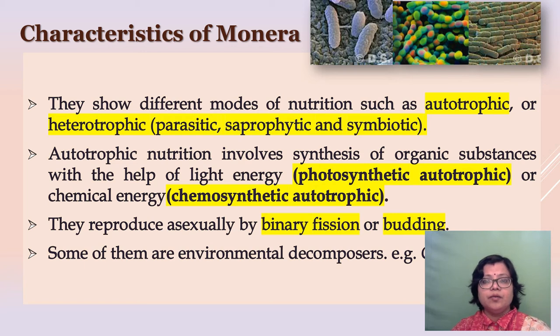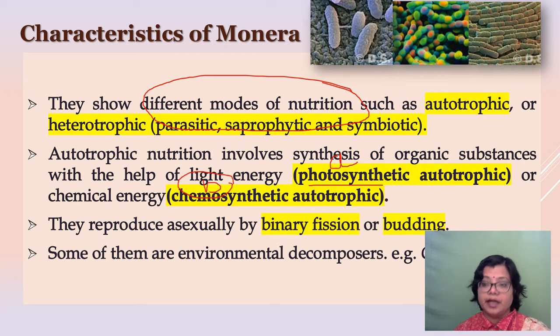Now the next one is the mode of nutrition. How do they get energy? That is the most important thing. They are autotrophic or heterotrophic. Autotrophic means they can make their own food, but the autotrophic monerans once again are of two types, that is photosynthetic autotrophs or chemosynthetic autotrophs. Photosynthetic autotrophs means solar energy is utilized for fixing the carbon dioxide to form carbohydrate.